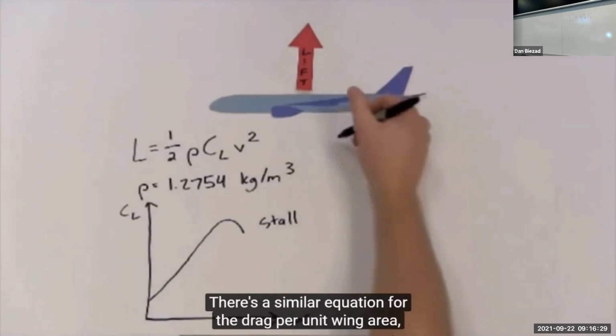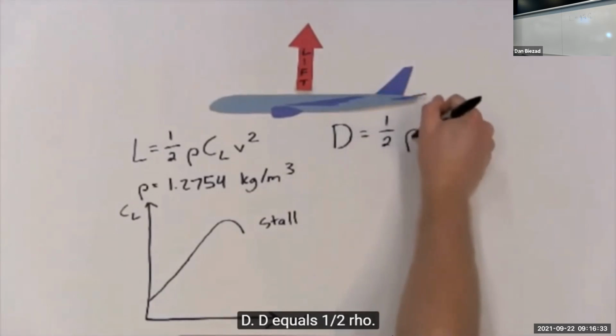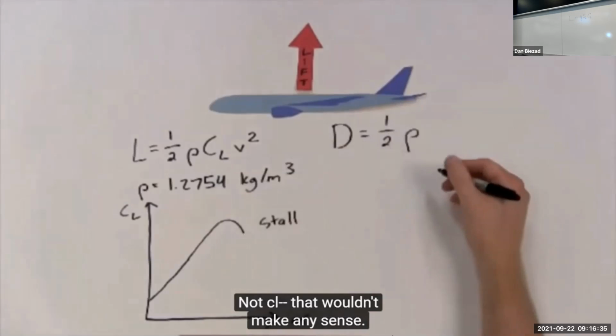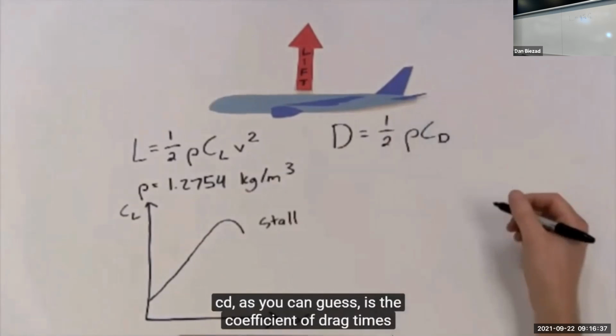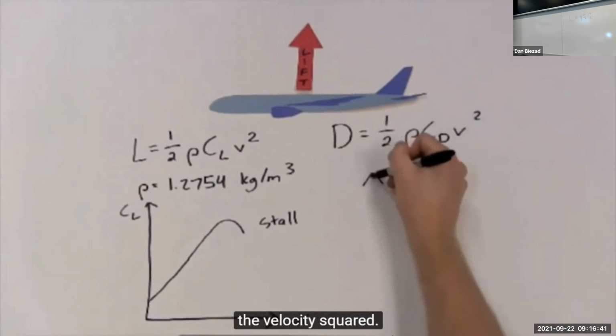There's a similar equation for the drag per unit wing area, D. D equals 1/2 rho, not CL, that really wouldn't make any sense, CD. As you can guess, it's the coefficient of drag times the velocity squared. Once again, he makes the serious error of eliminating the frontal wing area. That is the wing area that's perpendicular to the relative wind, or to the flow. It's totally missing from this equation.